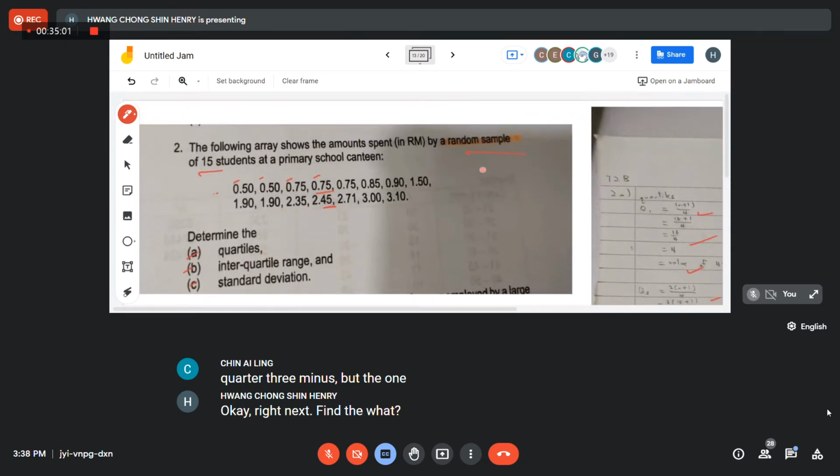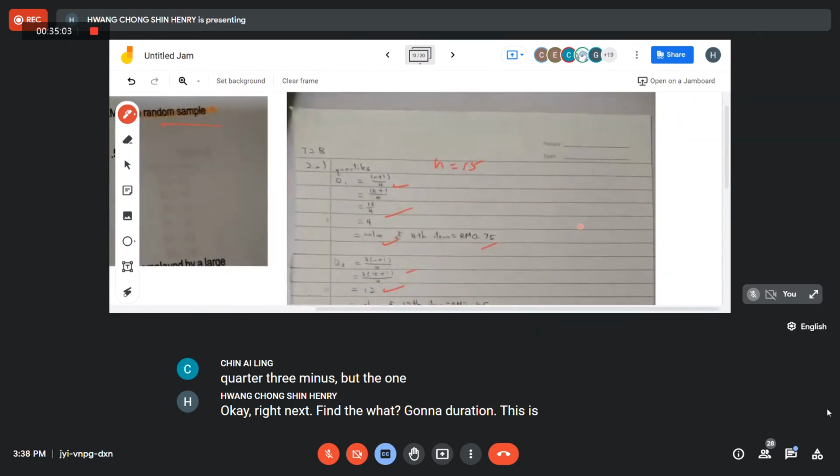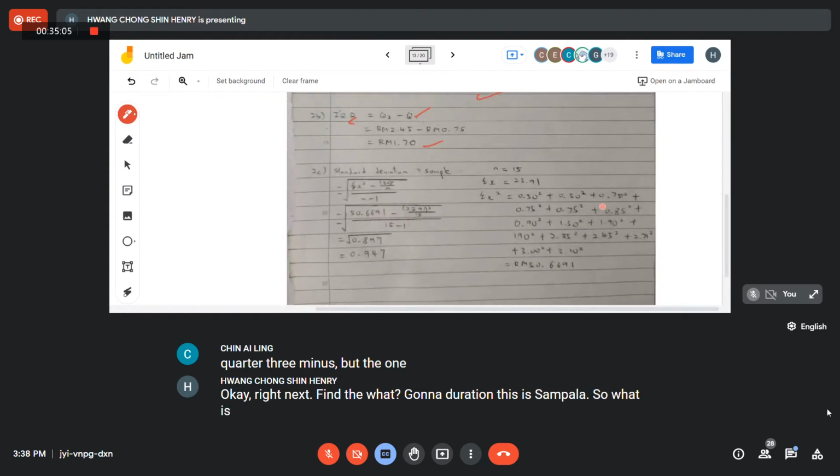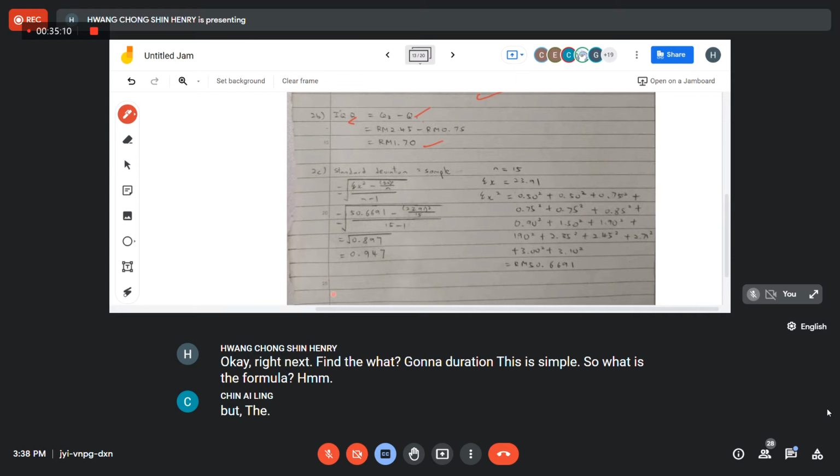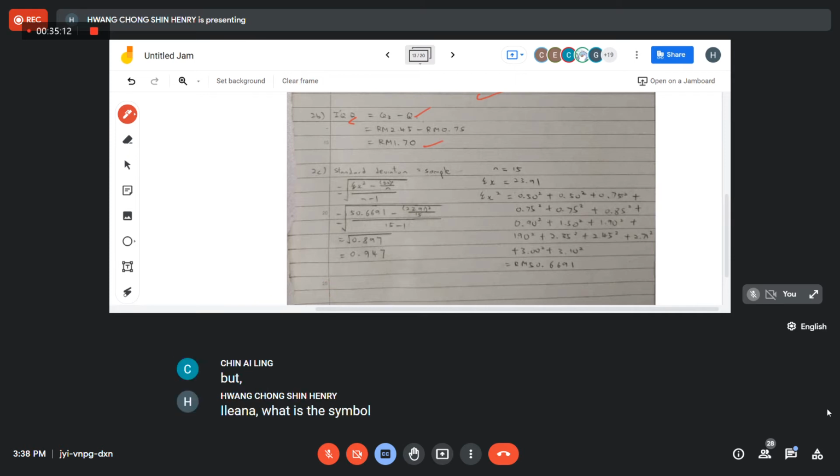Next, find the what? Standard deviation. This is sample standard deviation. So what is the formula? Total, Eileen, square. What is the symbol we use here? S.